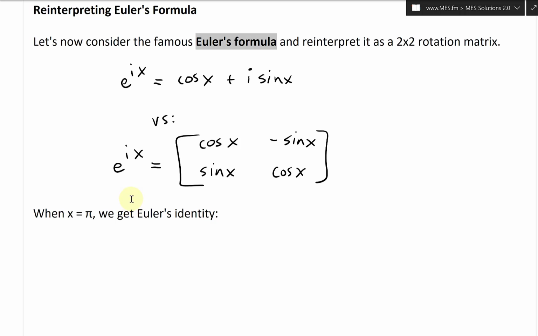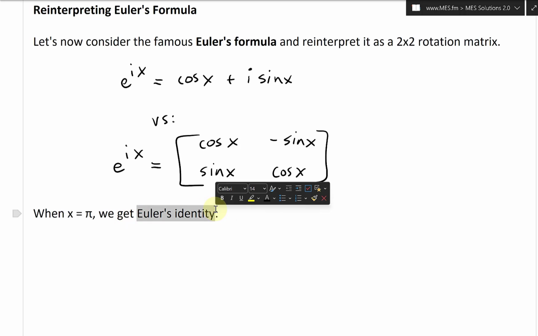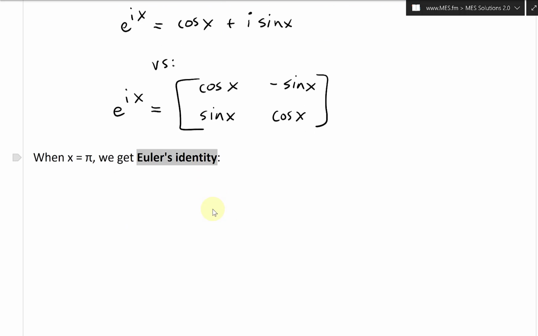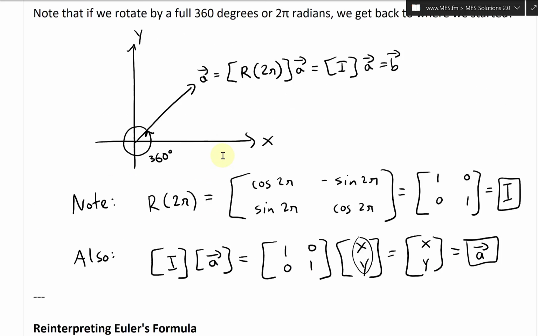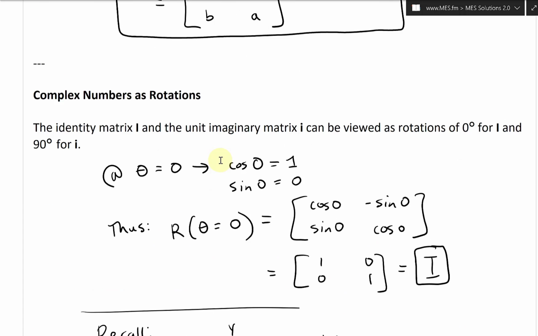So when x is equal to pi, we get Euler's identity. And Euler's identity, well, let's write this here. At x equals pi, this is radians, the same thing as saying 180 degrees. What we get is cosine pi equals -1, then sine of pi equals 0. And we could see this from our trusty setup over here.